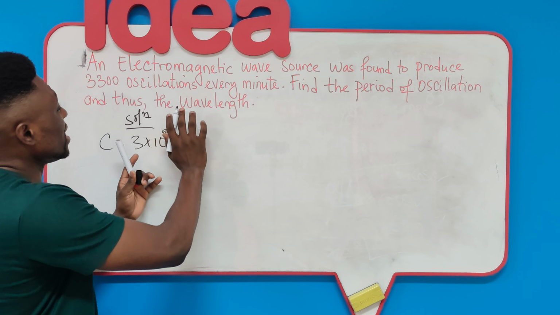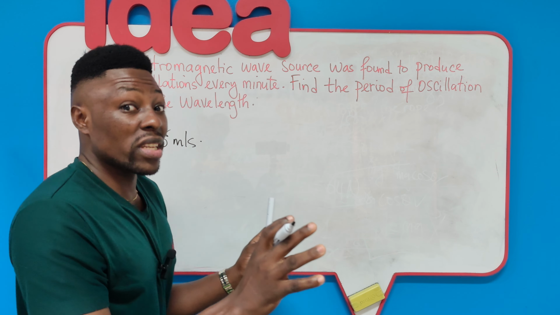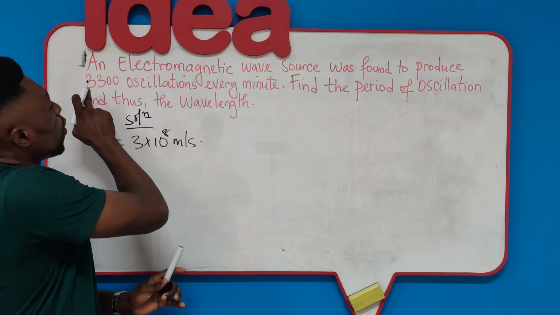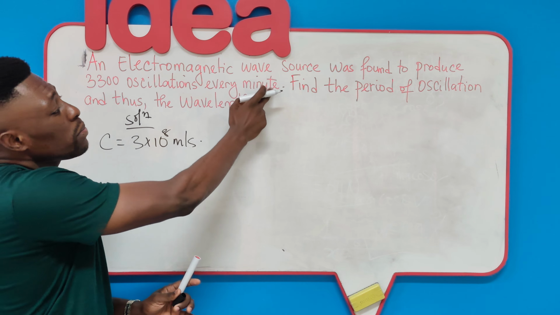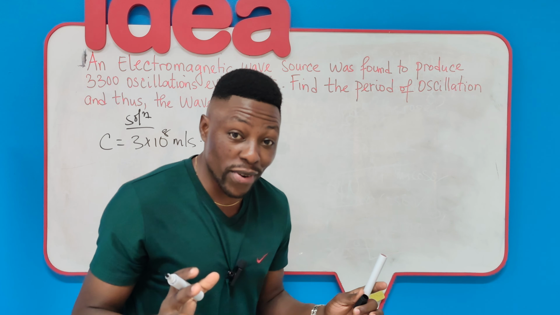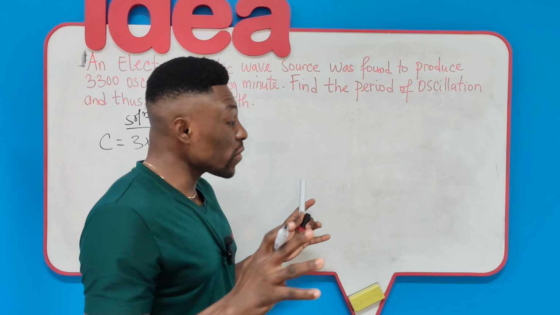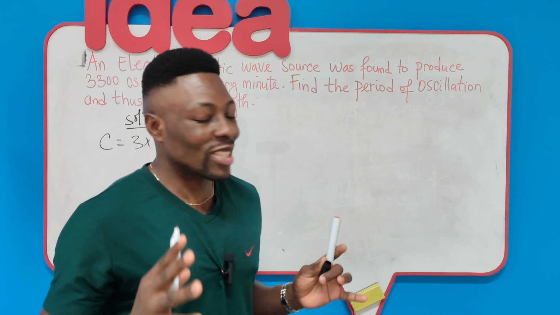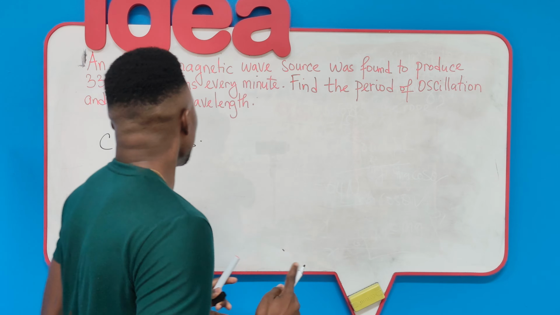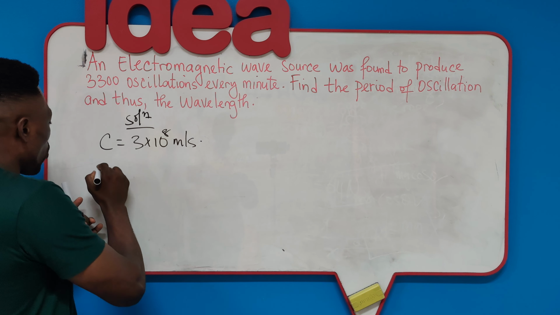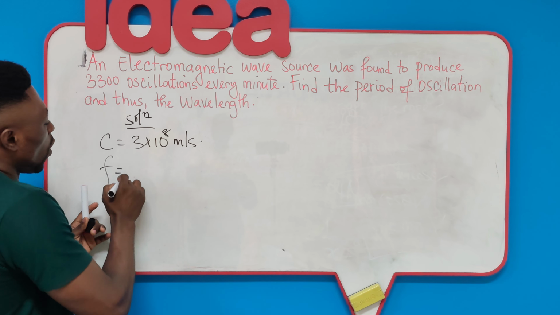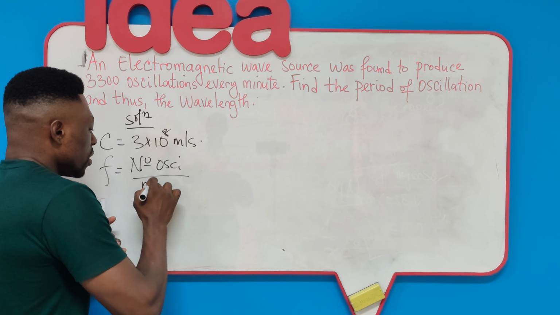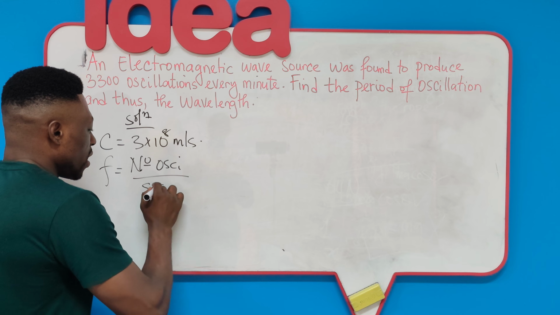The second one here looks like the frequency, but it is not actually it. Look at it carefully, dear friends. It says 3,300 oscillations every minute. But by definition, the frequency of a wave is the number of oscillations every second, not every minute. Every second, okay? So we will rearrange this to look like what is important, and that's the frequency. Frequency is number of oscillations per second and not per minute.